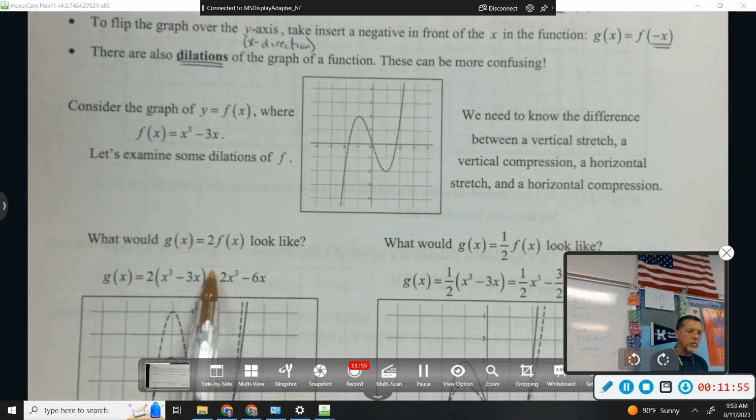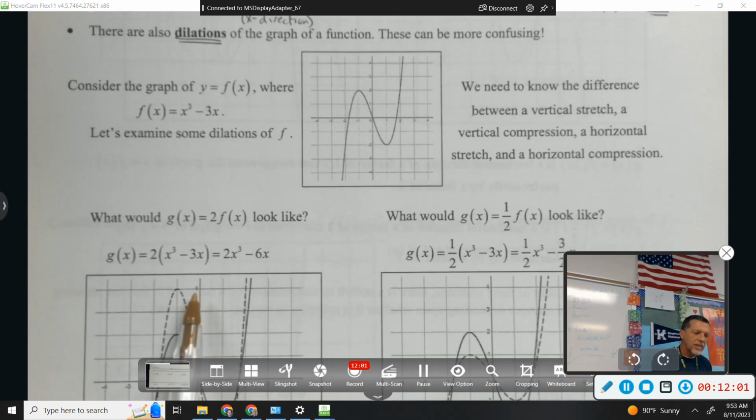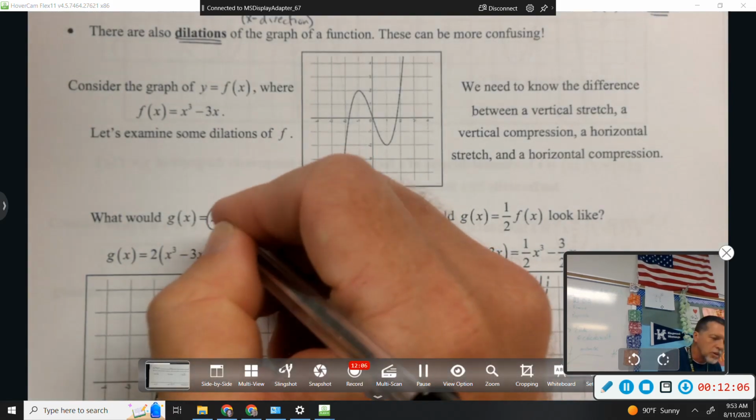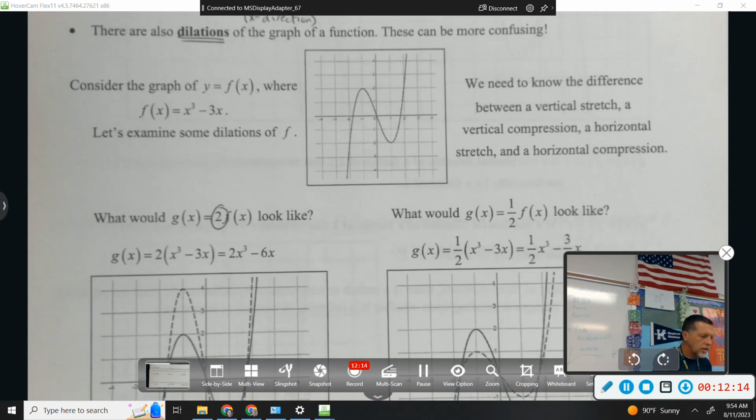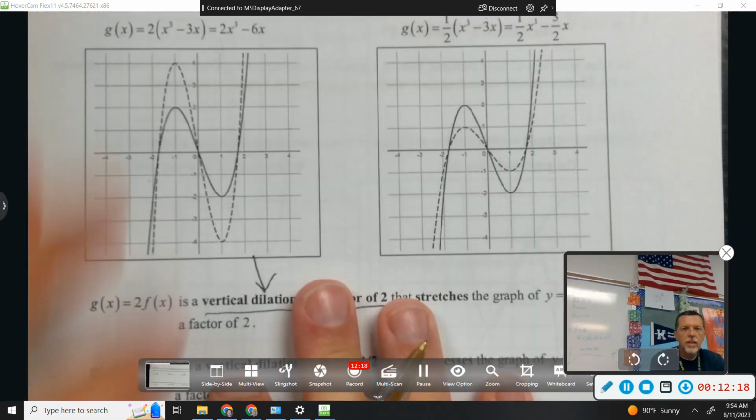So what would 2 times f of x look like? Well, there's our f of x. Multiply everything by 2. And it does probably what you think it would do. It stretches it out by 2. A vertical dilation of 2. That would be that one. Let's put this where you can see it.